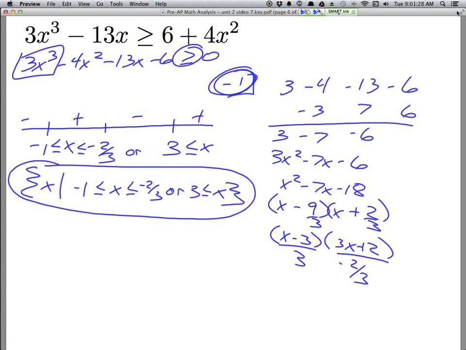So, Matthew, if I pick a number that's between -1 and -2/3 or bigger than 3, and I plug it back in here, what should happen? It should be 0 for the output. Or no, it should work. It should work, and by work, you mean that it will produce a number that is greater than or equal to 0. Excellent. Very nice. Question on that one?